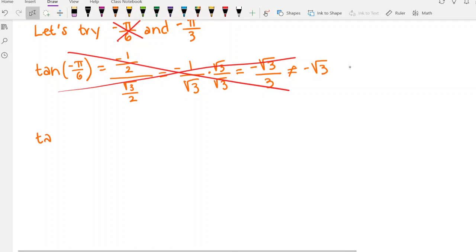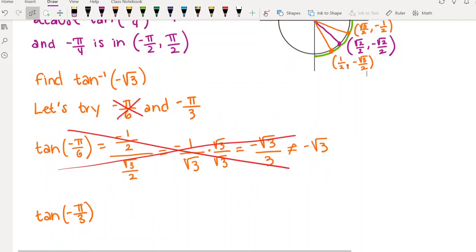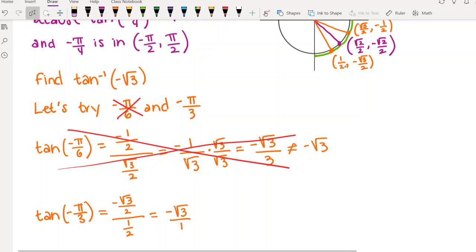So tangent of negative pi over 3, that angle would be down here. And that would have an x coordinate of 1/2 and a y coordinate of negative root 3 over 2. So if we wanted to take tangent of that, that would be the y coordinate, negative root 3 over 2, over the x coordinate, which is 1/2. And that would simplify to negative root 3 over 1, which is the same thing as negative root 3. And so that's good, that's our answer.